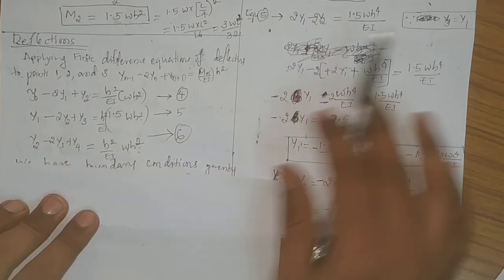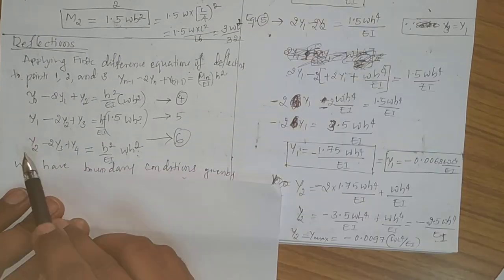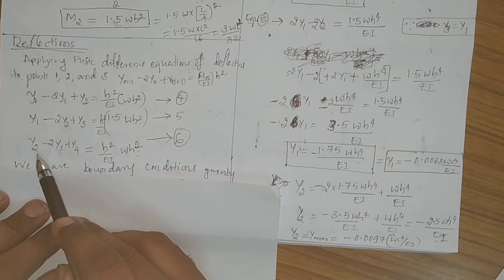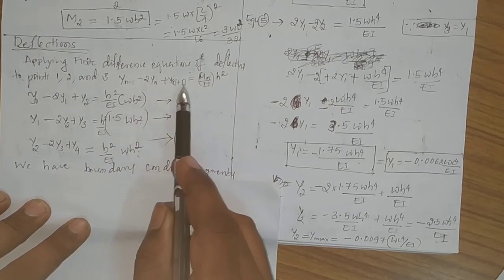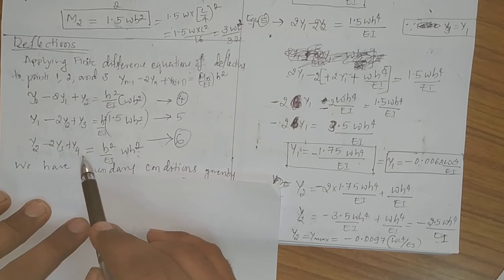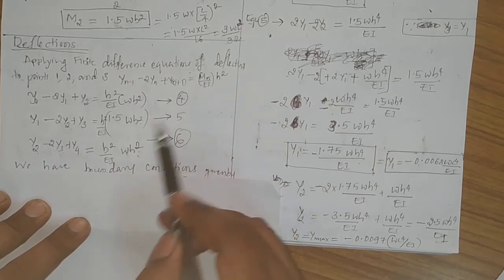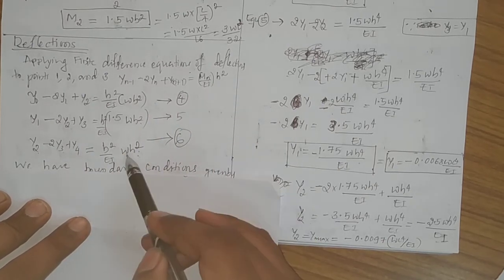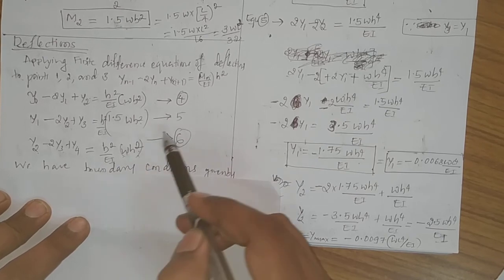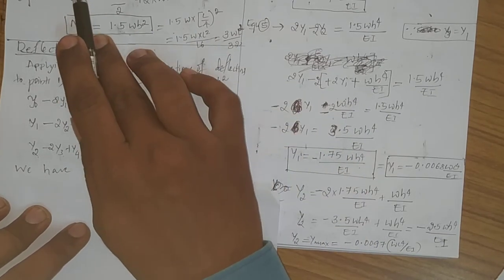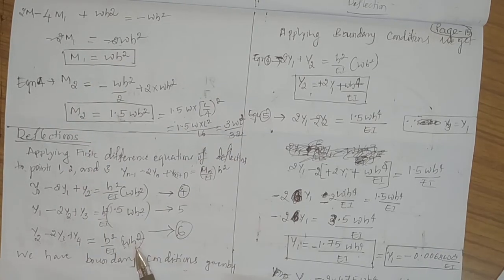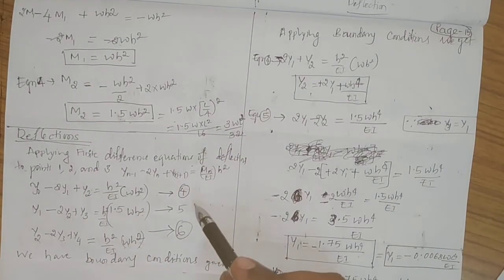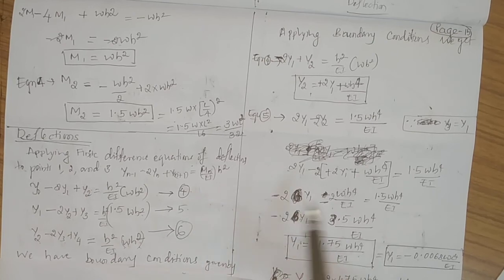Similarly, at point number 3, 3 minus 1 is 2, and this is 2y3, plus 3 plus 1 is 4, plus y4, which is equal to h square by EI into M3, and we know M3 is equal to wh square, which is what we have substituted. So these are equation numbers 4, 5, 6.